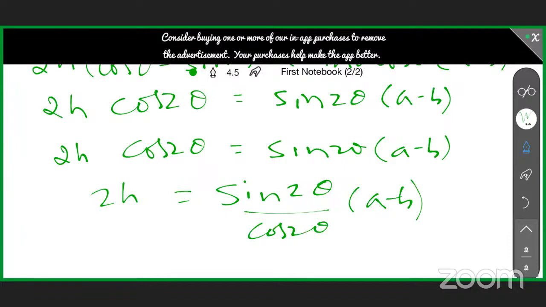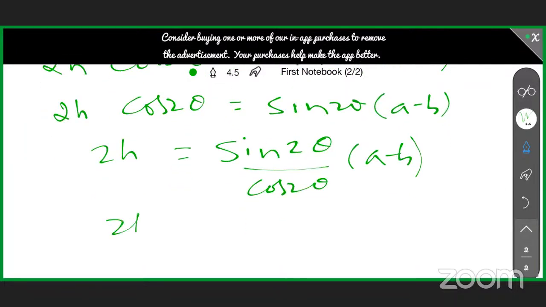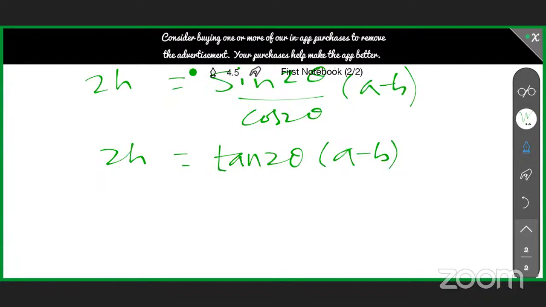So it becomes 2h tan 2 theta equals A minus B. I keep theta here, I send this one this side, this becomes 2h by (A minus B) is equal to tan 2 theta. Once you do like this, you have to write one condition. A should not be equal to B.